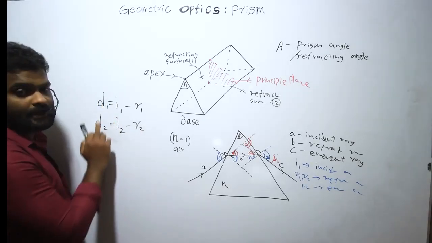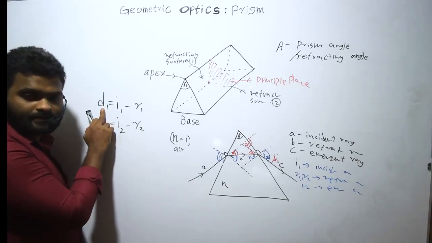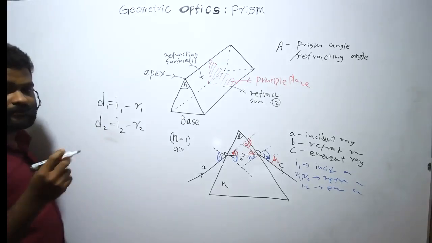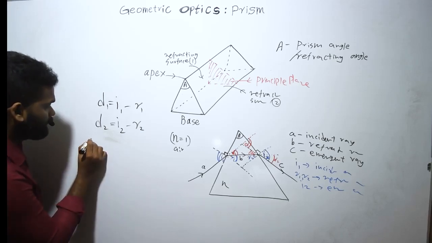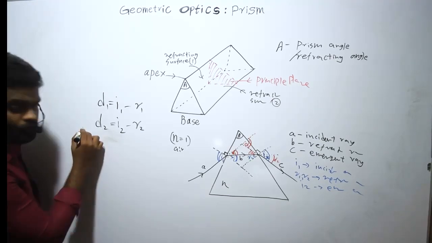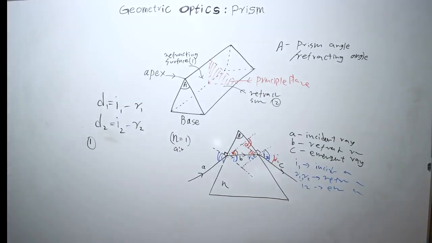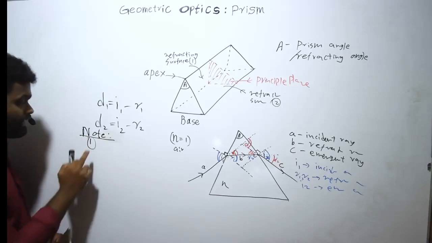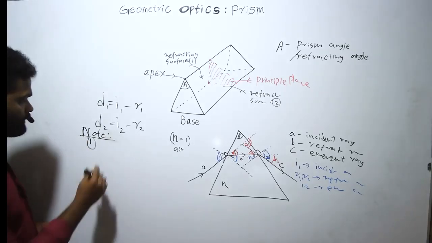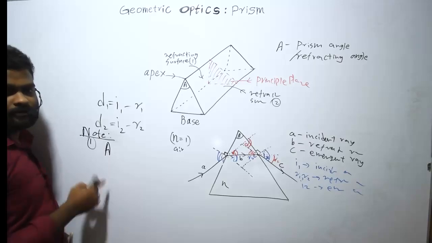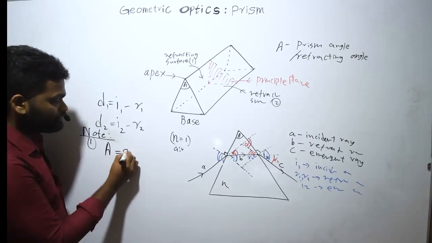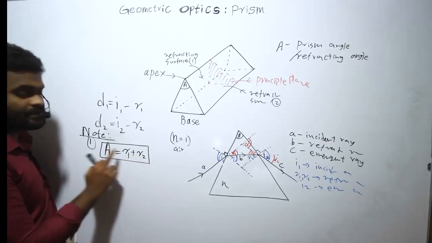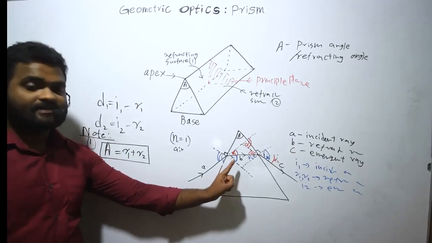So D1 is the deviation at the first surface and D2 is the deviation at the second surface, right? Then there are a bunch of equations that you need to remember. Write down a note. Okay, you can take this with me, right? Then write a note. Under the note, the first one you need to remember is this equation. The prism angle, or the refracting angle, capital A is equal to R1 plus R2. First equation you need to remember. R1 plus R2 is equal to capital A.